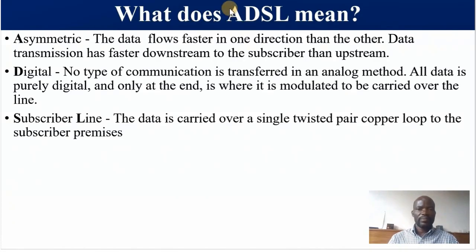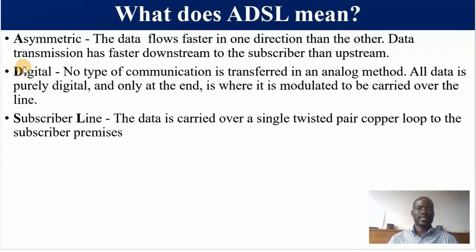Asymmetric simply means that the download and upload speeds are not the same, or you can say the downstream and upstream speeds are not the same. And on an ADSL network, the downstream speed is higher than the upstream speed.